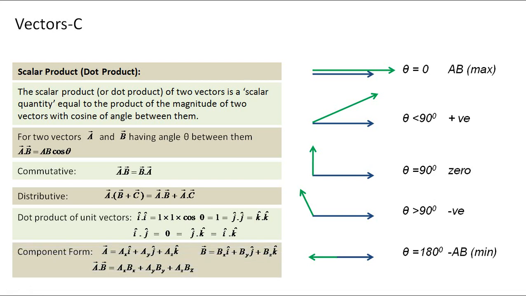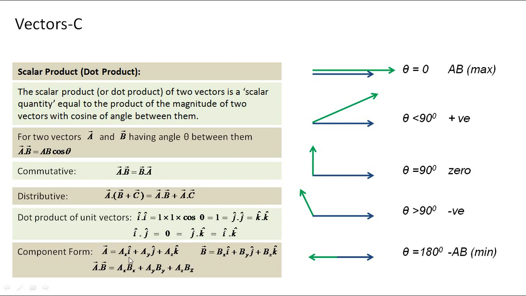And this property we can apply in the next part. If two vectors A and B are given in component form, what is A dot B? In this case we can apply the distributive law. So basically this is this dot this.